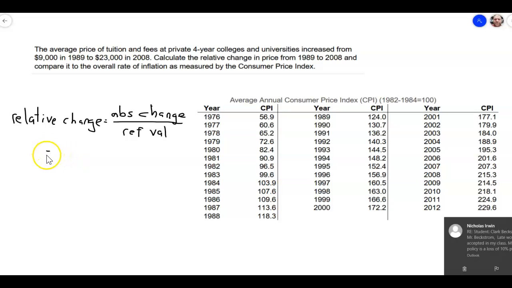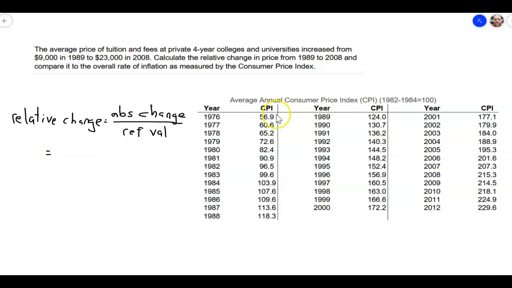So in our first case, they're asking us for the relative change in price from 1989 to 2008. So the absolute change is going to be the new value minus the reference value. The new value is 23,000 minus the reference value, the original value, 9,000. And that's going to be all over the reference value here, which is 9,000.